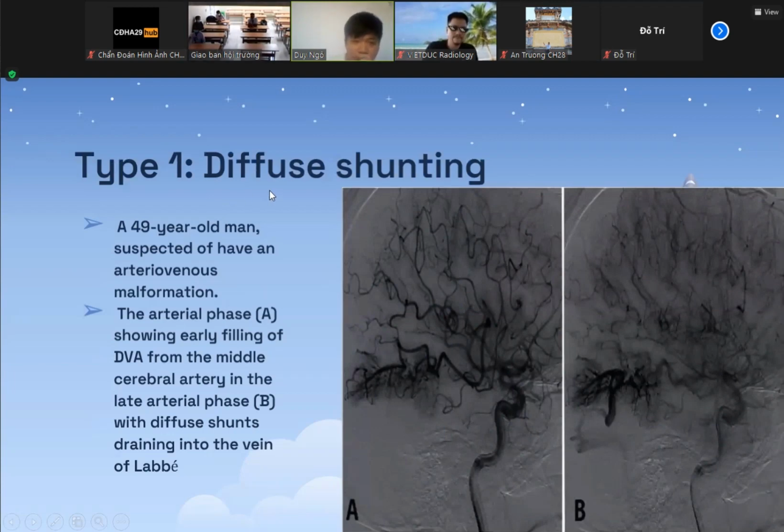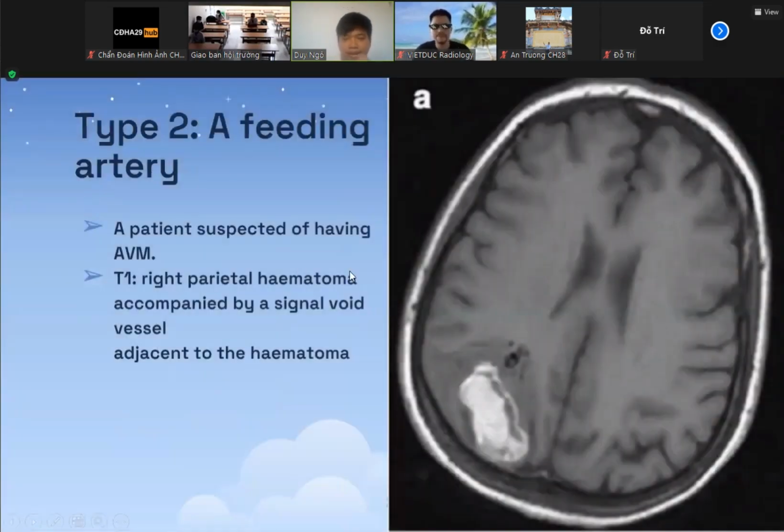Okay, let's go through type 1, or diffuse shunting. A 49-year-old man suspected of having an arteriovenous malformation. On the DSA in arterial phase, you can see the early filling of the DVA in the middle cerebral artery territory, and in the late arterial phase, you see the diffuse shunt of that kind of capillary blush into the vein of Galen, just capillary blush only, no feeding artery, no real feeding artery. In type 2, now we have a real feeding artery for the DVA.